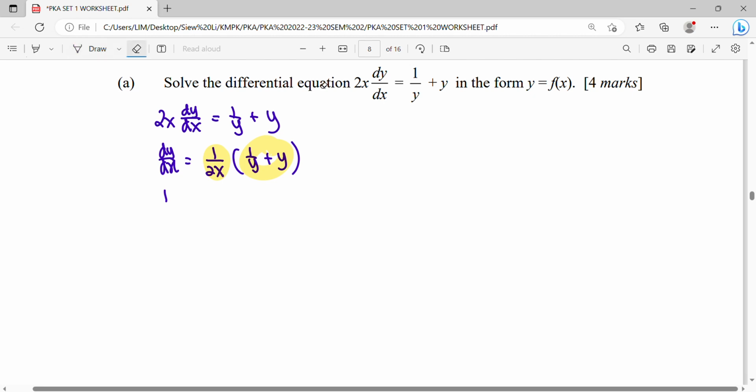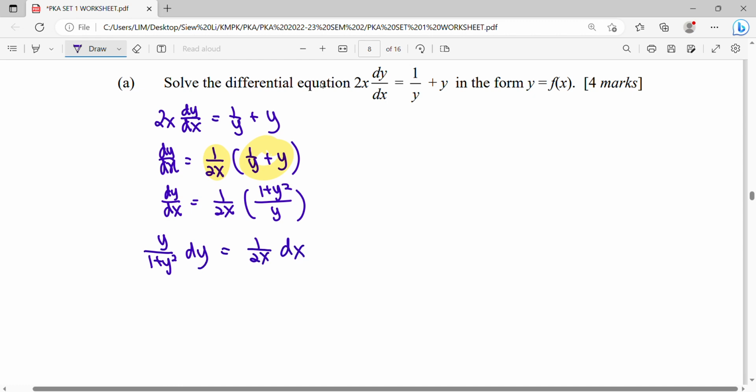Before we move it to the left hand side, we simplify first. Make it a fraction. So here will be 1 plus y squared. Then when you move it to the left hand side, it will be y over 1 plus y squared dy equals 1 over 2x dx. Then we can integrate both sides.